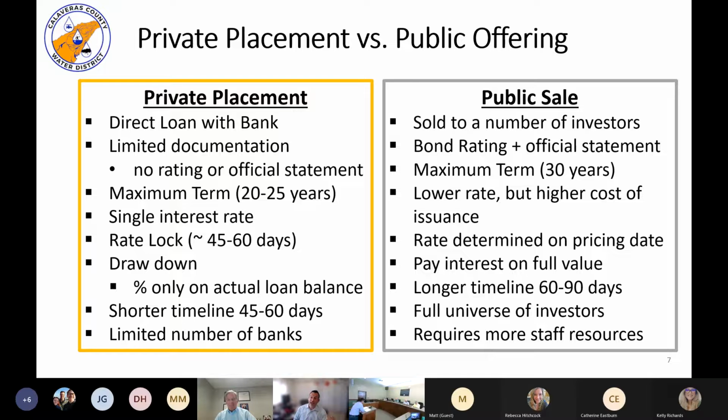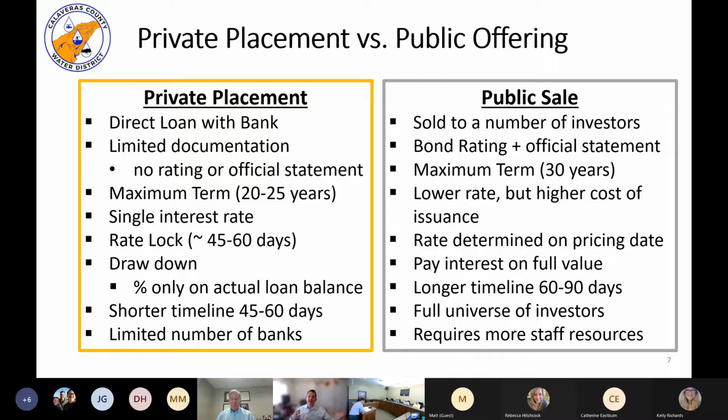Having said that, you have two primary options. A private placement, otherwise seen as a loan, either a direct loan to a bank or purchased directly by an investor, or a public sale, where you get an investment banker and they sell it out to the universe of buyers. So you see these bullet points. The private placement is directly to the bank. For example, you have a private placement with Umpqua Bank right now for your pension financing, which you did a couple of years ago.